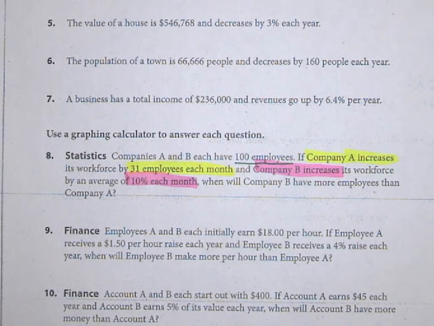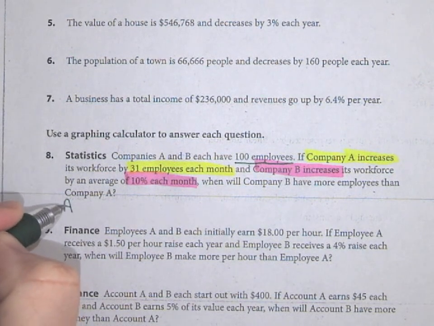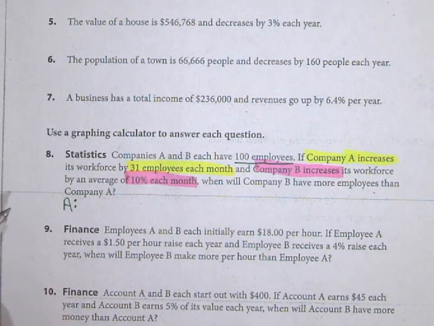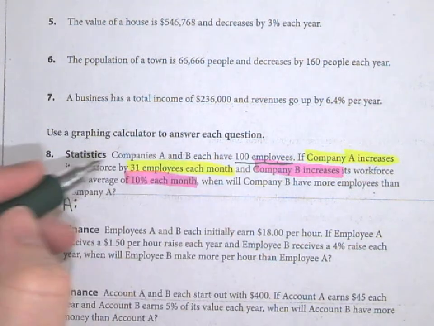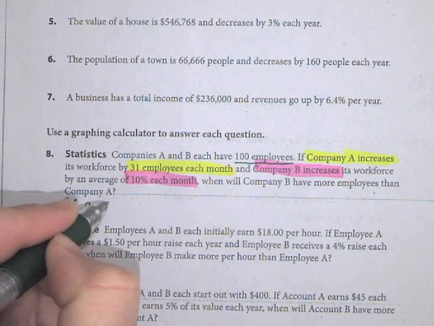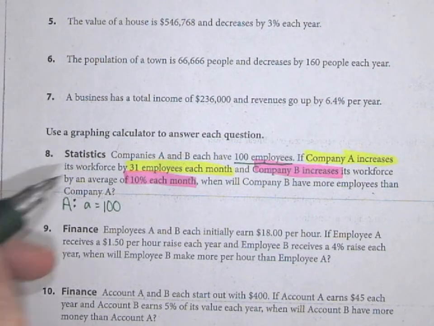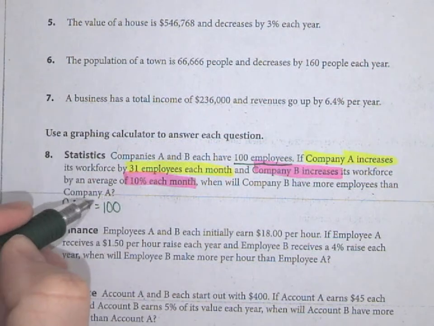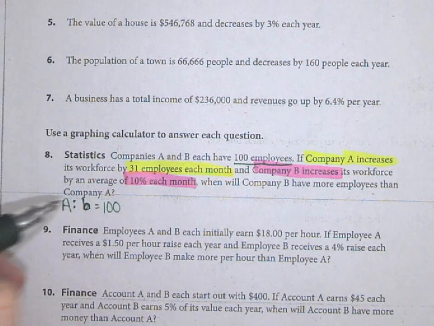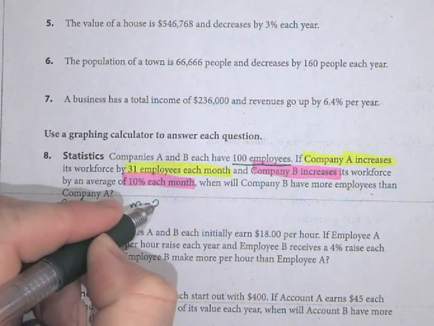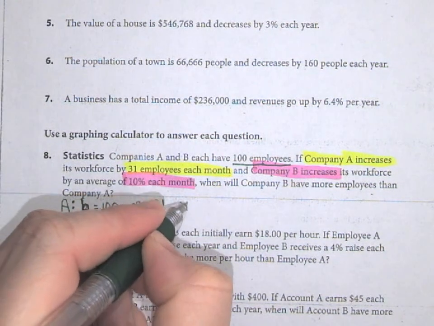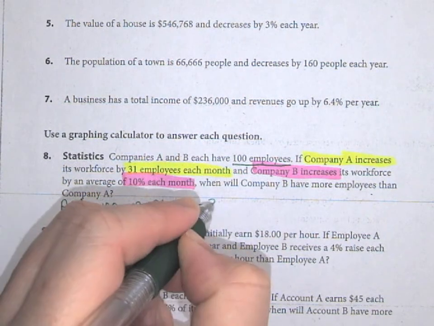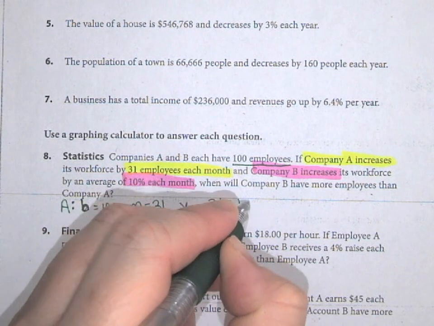So the first thing we have to do is write our equations. All right, so for company A, my initial value is the 100. So A is 100. And then 31 each month. Because it's 31 each month, it's a certain number. This is my linear. So this is my B value for company A, and my rate is 31. So my equation for Y of A, I'm going to label it that way so I know this is for company A, is 31 times X plus 100.